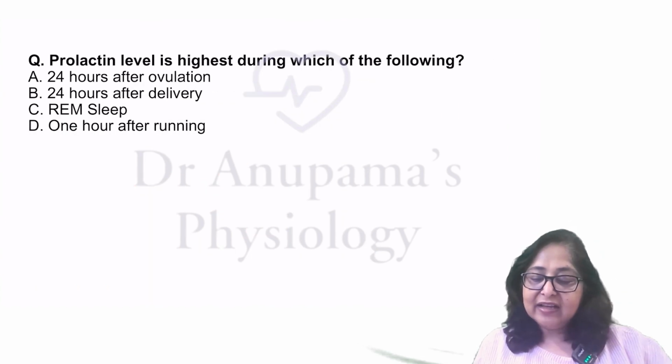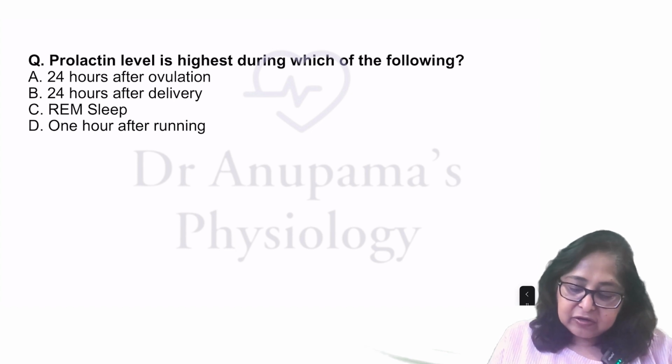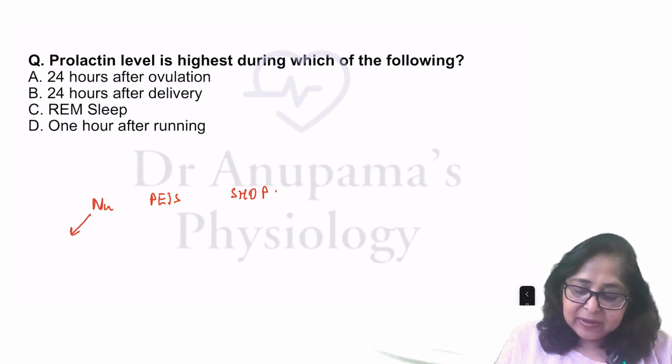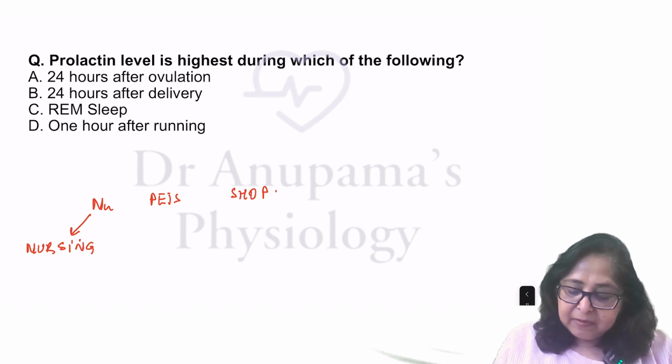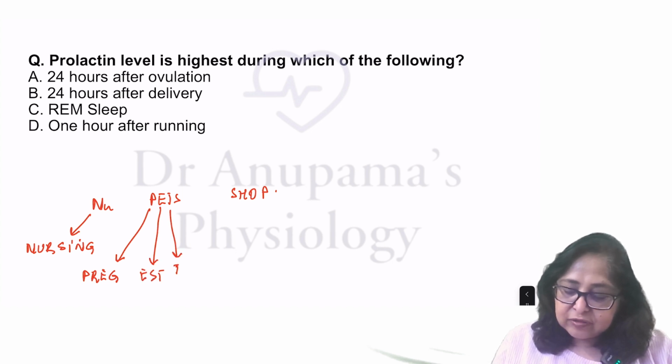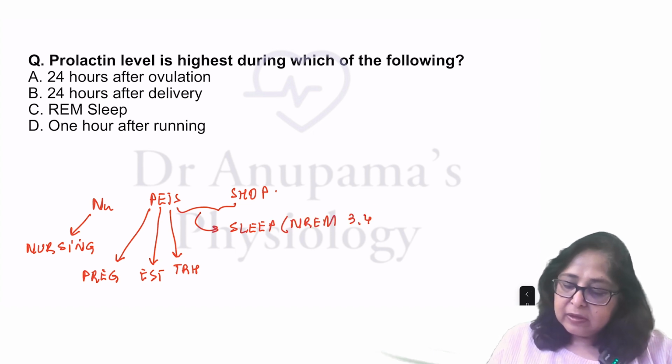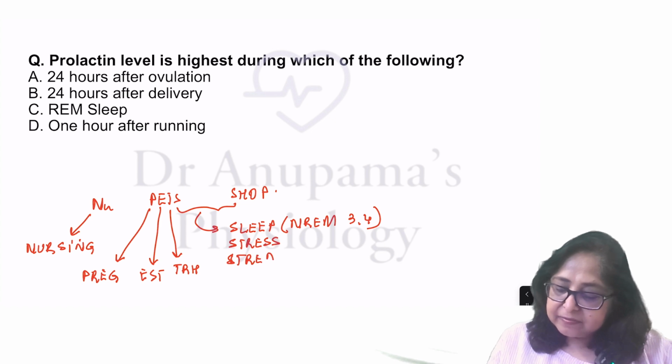Prolactin level is highest during which of the following? Now, a mnemonic to remember what causes an increase in prolactin levels. Nursing, when the mother is nursing the baby. P, pregnancy. E, estrogen. T, TRH. S is sleep, NREM stages 3 and 4. Stress, strenuous exercise, sexual intercourse, breast stimulation.